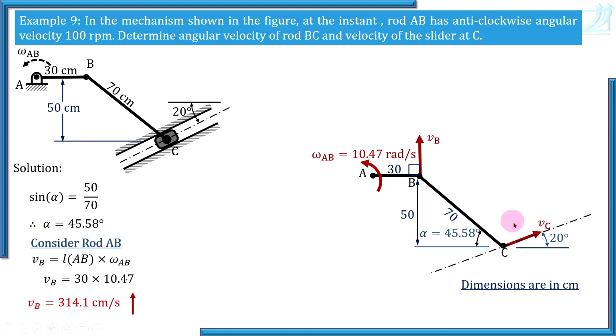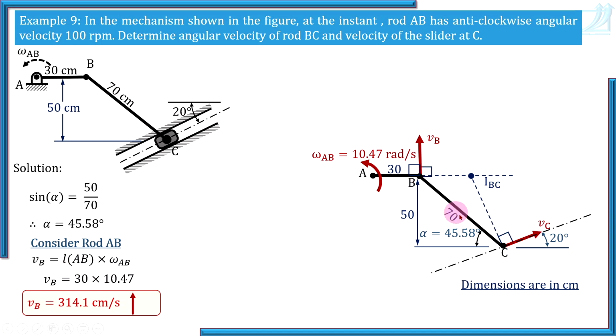So rod BC, 2 points on the rod are moving in different direction. You are sure that rod is in rotation. So draw perpendicular to VB at point B. Draw perpendicular to VC at point C. Where these perpendiculars intersect, that is center of rotation of rod BC. So known linear velocity vectors, remember VC is unknown. Known linear velocity vector is VB.